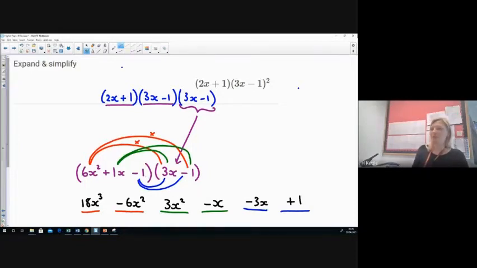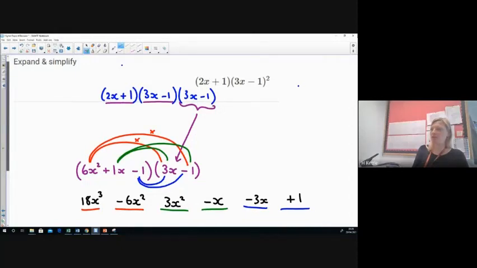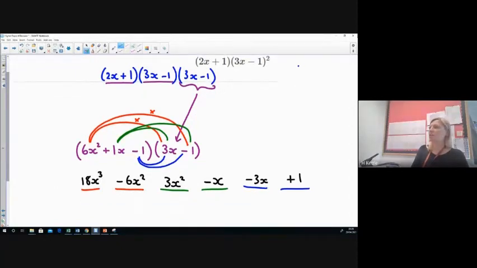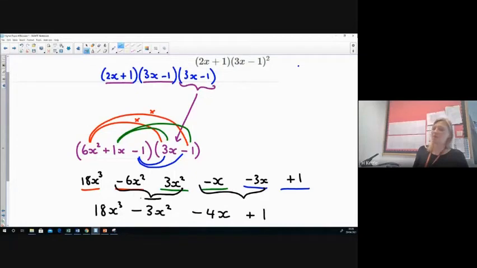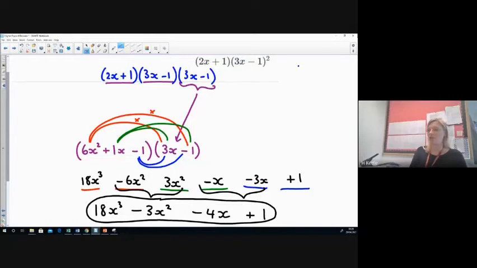So I've got 6 terms altogether that I've got to deal with, and some of them are like terms. So hopefully you can see that the 18x cubed needs to stay on its own. There's no other like terms. There's no other terms that are x cubed. We've then got these two, which are both x squared. So minus 6x squared add 3x squared is minus 3x squared overall. I've then got these two, which are both x terms, minus 4x. And then I've got the plus 1. And that would be my final answer. 18x cubed minus 3x squared minus 4x, add 1.